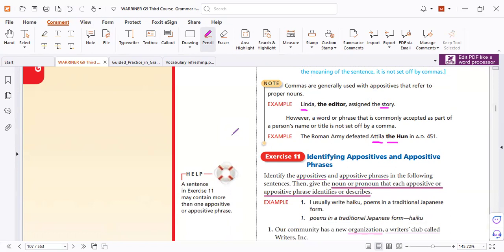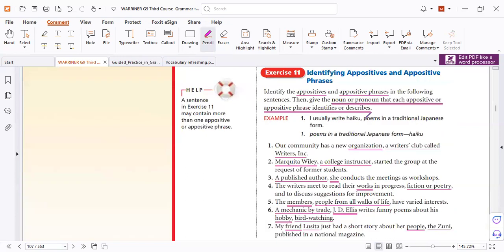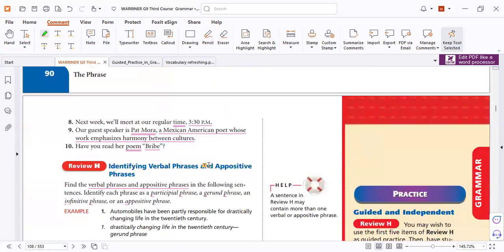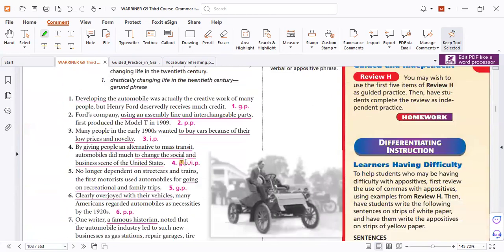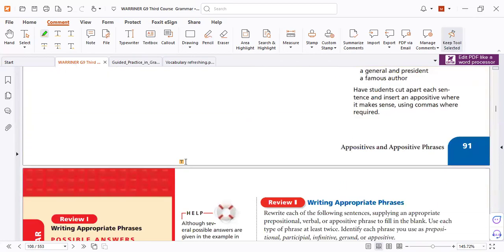That is brilliant. And here we have exercises for appositives. We have a comma. If this is information, it describes something before. It describes the organization. Here we have college instructor, an appositive describing this person. Here, an appositive at the beginning describes the noun. So it describes a noun or pronoun. Here, exercises with answers. Here, additional exercises you can read at home.